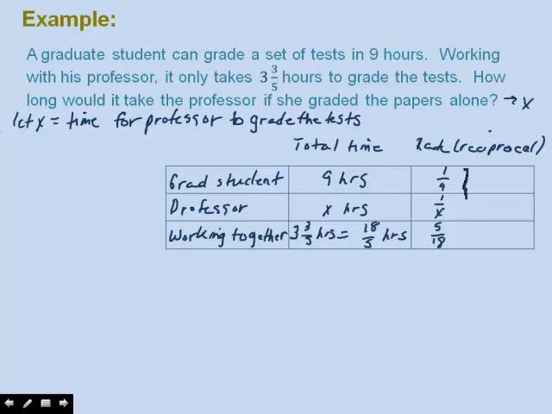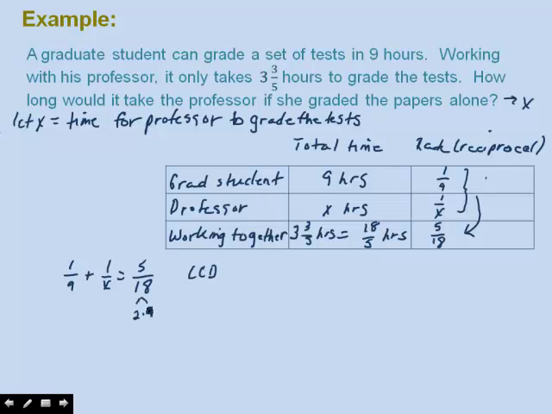In other words, these two rates together should add up to this. These two rates together should add up to this one. So our equation would be 1/9 plus 1 over x is equal to 5 over 18. So we're going to solve this by finding the LCD.